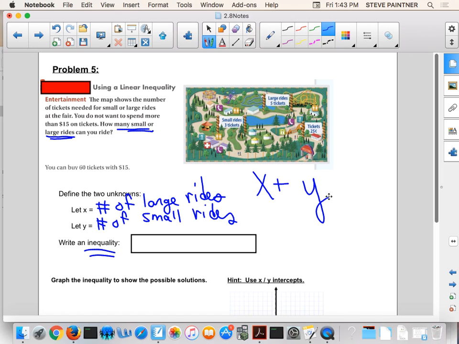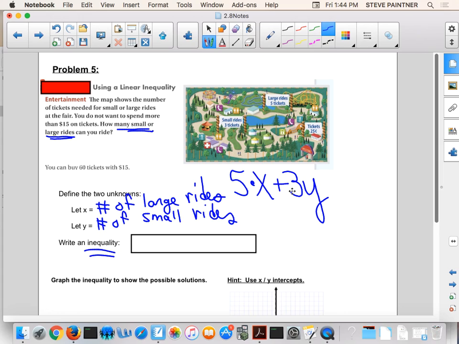But the problem with this kind of story is X and Y get a value. You jump on that many large rides, what's the value of a large ride? 5 tickets. What if you jumped on 2 large rides? 2 times 5 is 10 tickets. 3 large rides, 3 times 5, 15. See, it works. What about this Y? 3 tickets for the small, right?